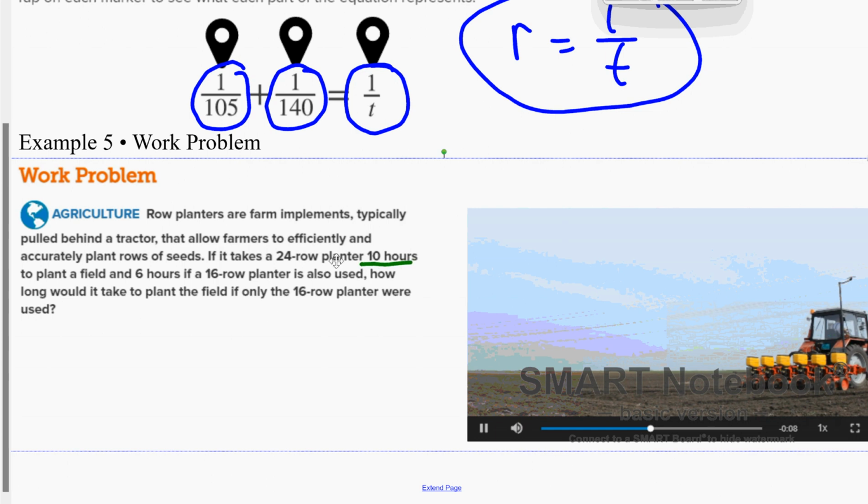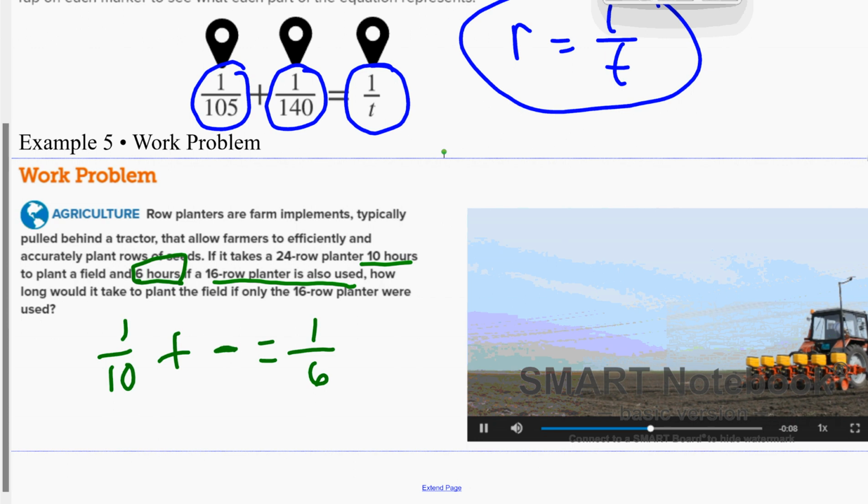hours to do a field, and then if a 16-row planter is also used, so that'd be together, it takes 6 hours for both of them to do the job. So one job, or one rate, would be 1 over 6 for them both to do the job. So both of them together equal 1 over 6. And for the 24-row planter, it would be 1 over 10. That's the rate for the one.